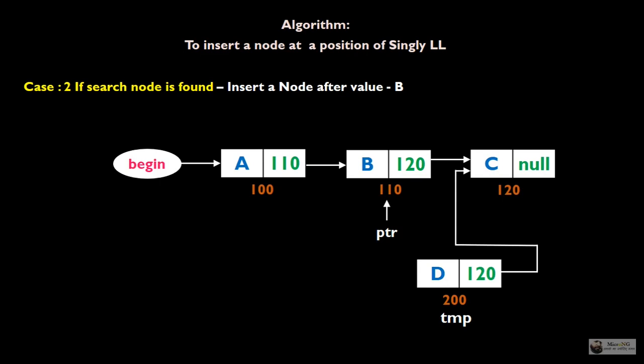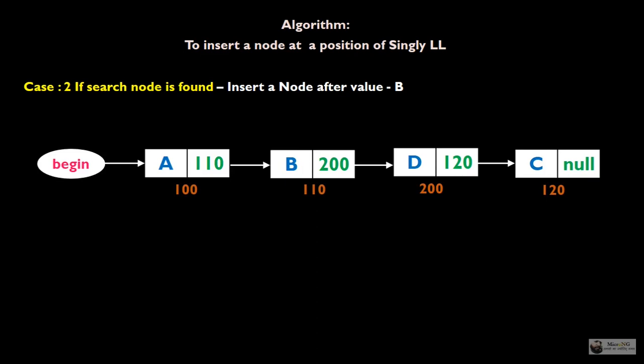Now one more connection we have to make, from B to temp. PTR is currently pointing to the B node, so PTR next should point to temp. So that this node gets inserted in between B and C. The node is inserted at a particular position after a value. So first is A, then B, then we have D, then we have C. So we have inserted a node at a position after a particular value.